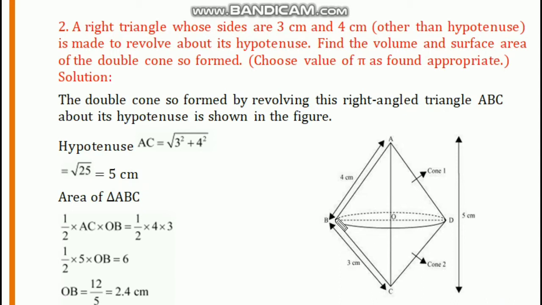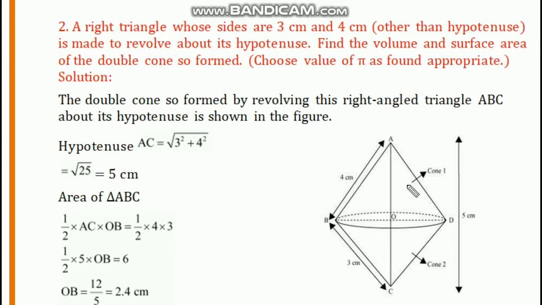This OB is perpendicular to AC. So directly we cannot find this OB. If we knew the value of AO, we could find OB, but we know only the length of AC. So directly we cannot find it, but by using the right angle concept, we can find OB.